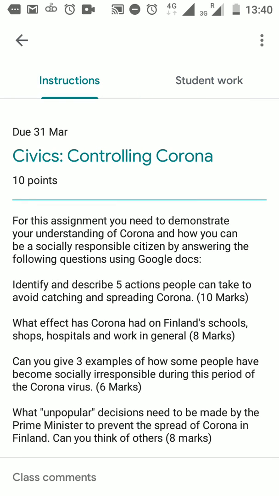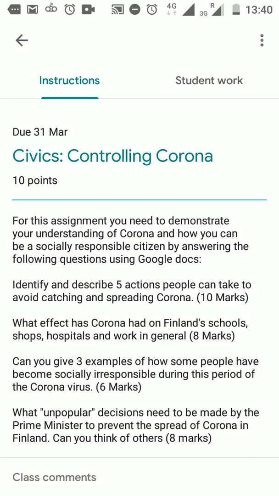If you click on Instructions, it tells you there, for this assignment you need to demonstrate your understanding of Corona and how you can be a socially responsible citizen by answering the following questions using Google Docs. Socially responsible citizen just means you're being a nice person and following rules.